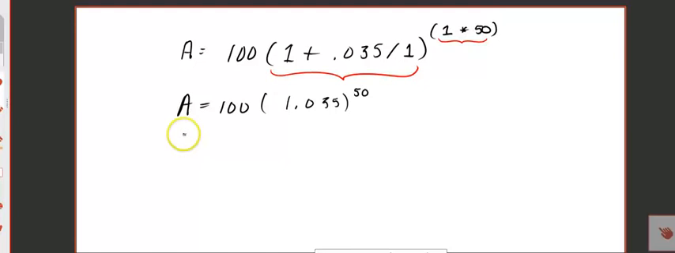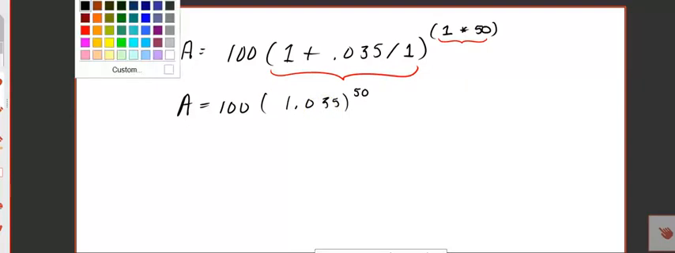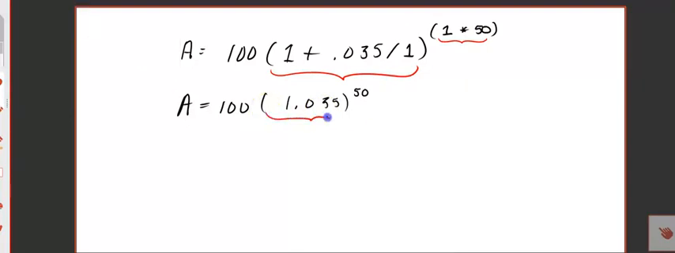So here I am. I've got A equal to 100 times 1.035 raised to the 50th power. I can't do the 100 next because order of operations says parentheses, then exponents. Addition, subtraction, multiplication, and division, that all comes after. So I can't do 100 times 1.035. I've got to raise that 1.035 to the 50th power before I can deal with that 100 in front.